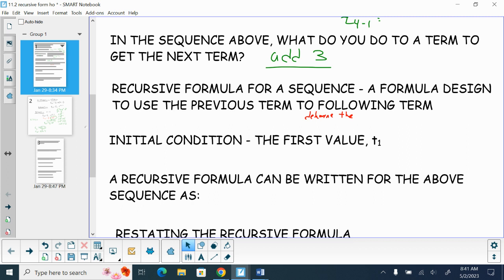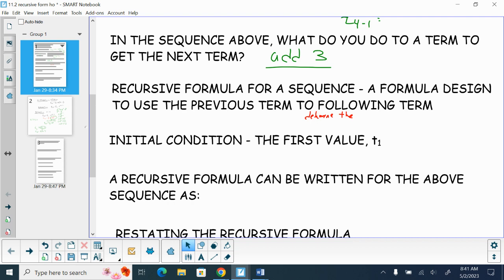And once again, this is a little bit more how our brain works, because we are designed in our brain to figure out a pattern. What are you doing here to get to here? What do you do here to get to here? What am I doing to the previous term to get to the next term? That's how our brain works a lot of times.